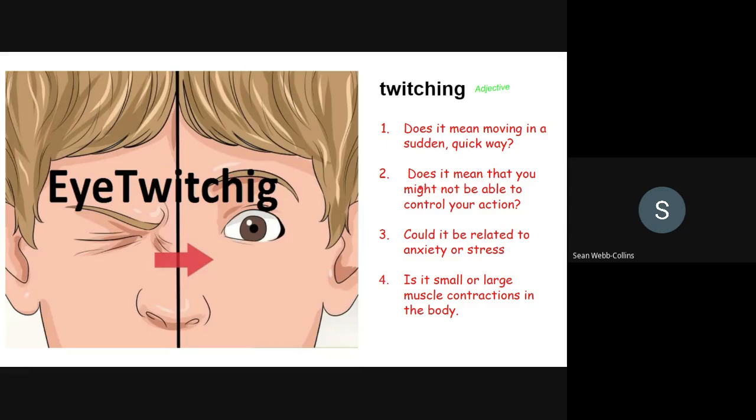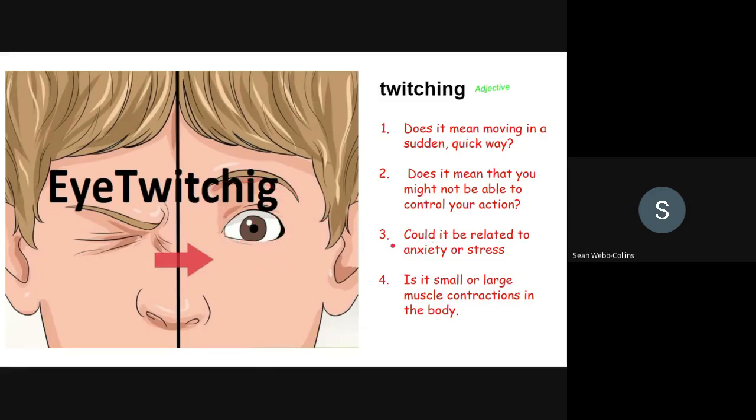That brings us to number 2. Does it mean that you might not be able to control your action? What did we just say? Yes. If his eye is twitching, he might not be able to control it.